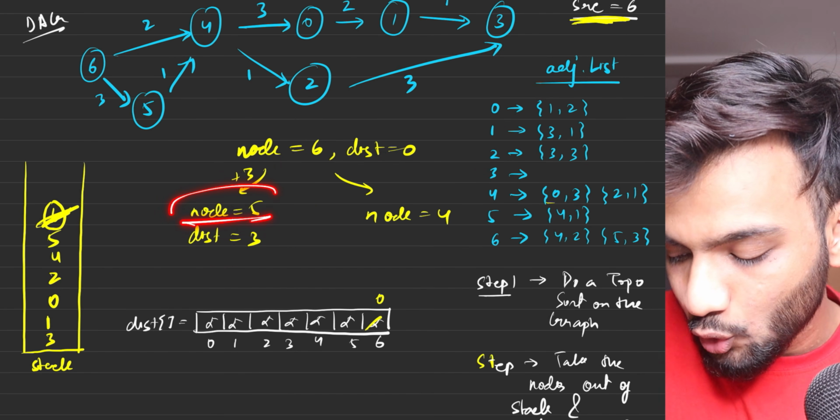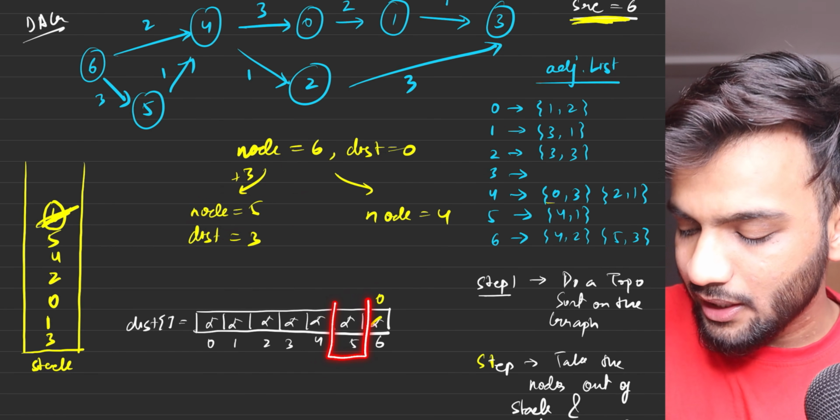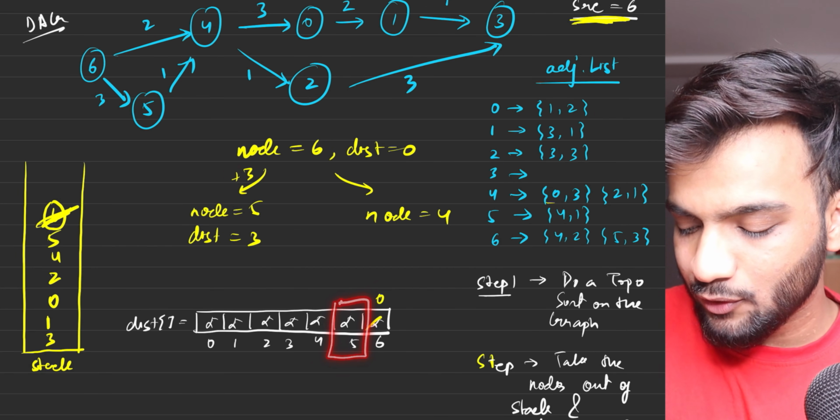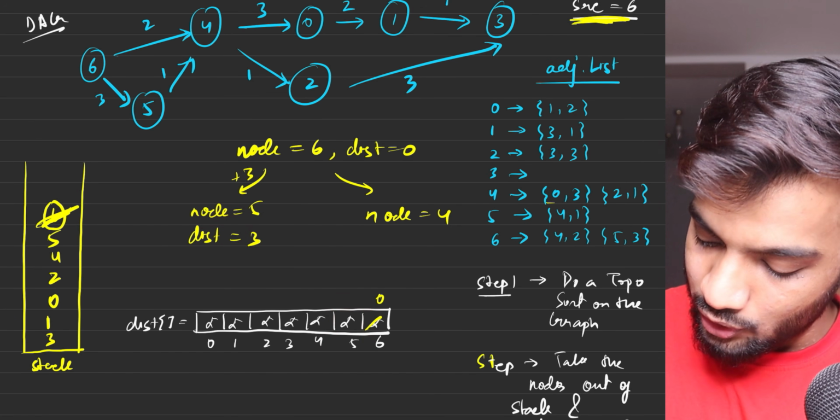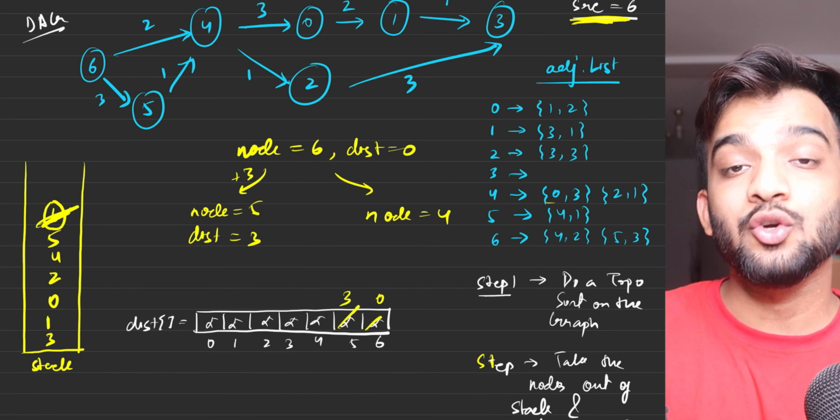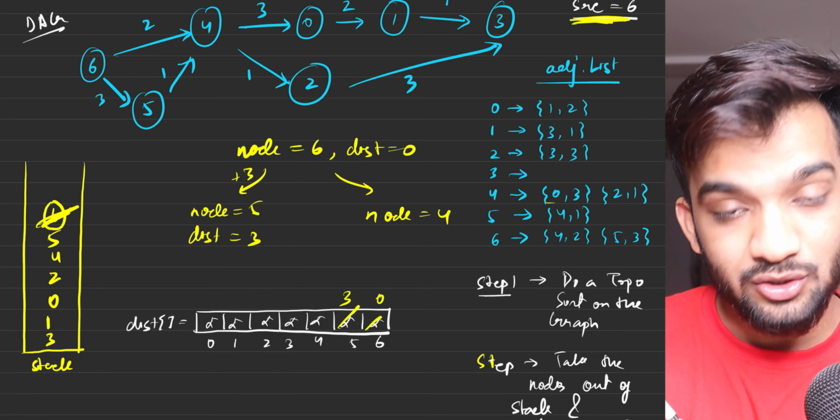And you see, to node 5, it was infinity, right? And if you see, we are reaching a distance 3, which is better. 3, obviously. So you go and update this to 3. Don't do anything else, just go and update.